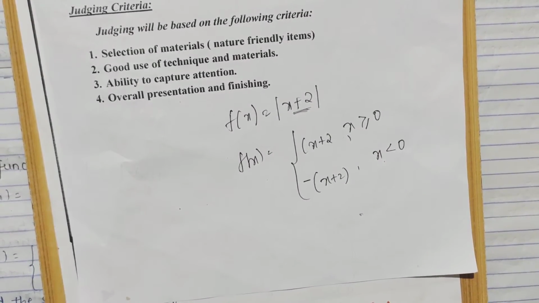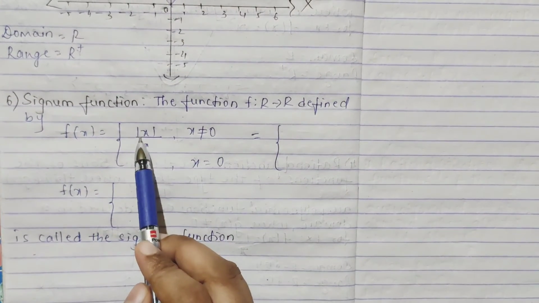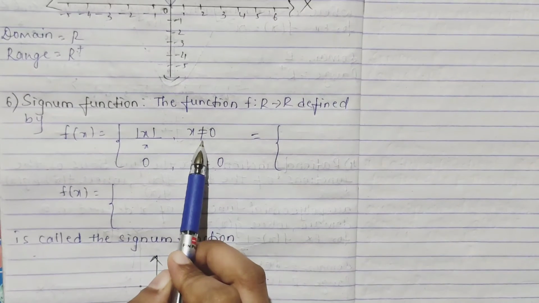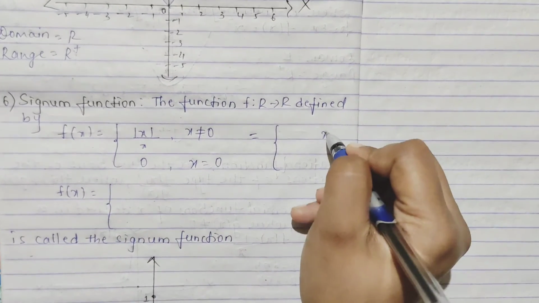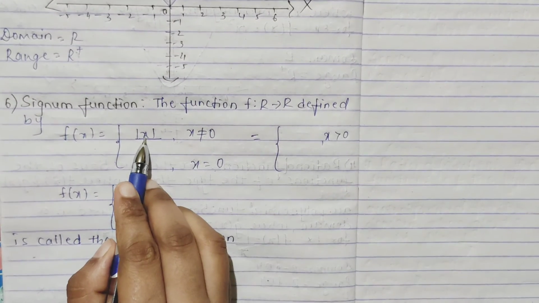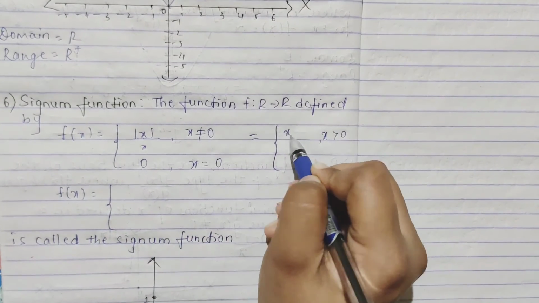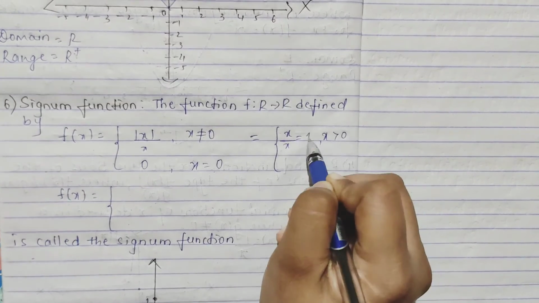Next is our signum function. So what is our signum function? See, like this the conditions they'll give. One is mod x by x when x is not equal to 0, 0 when x is equal to 0. When it is not equal to 0, it should be greater than or less than. So when it is greater than 0, mod x we will break into x, and the denominator remains as it is, x only. So x by x you get as 1.